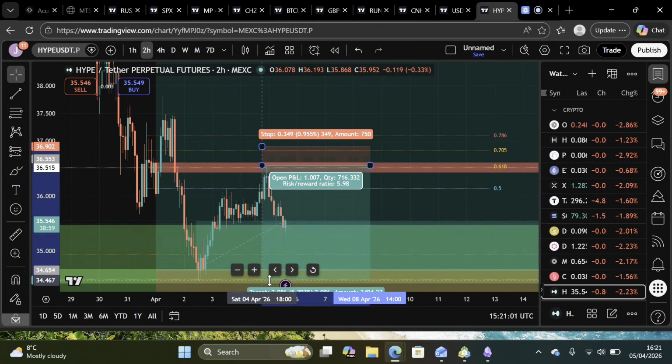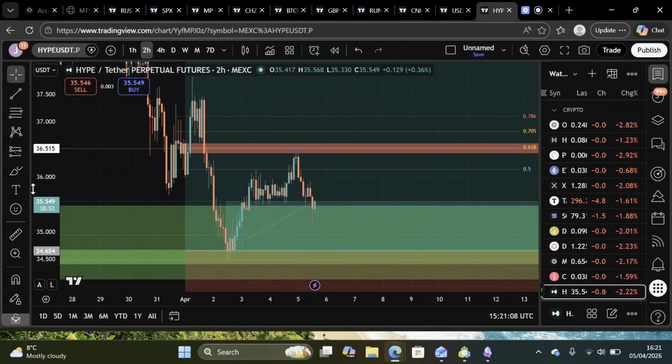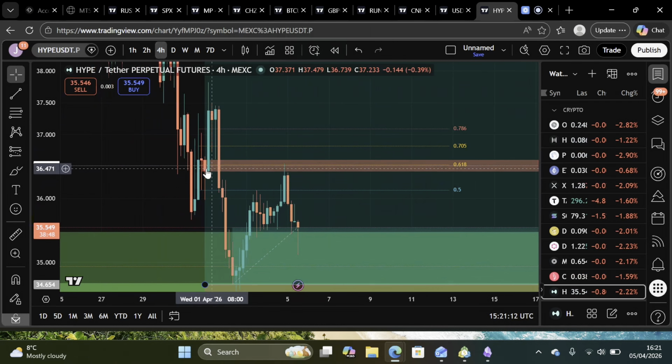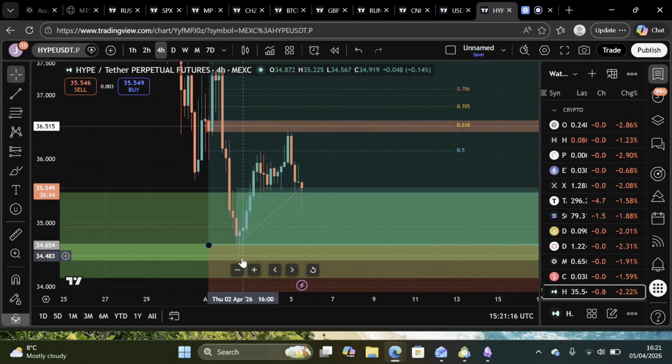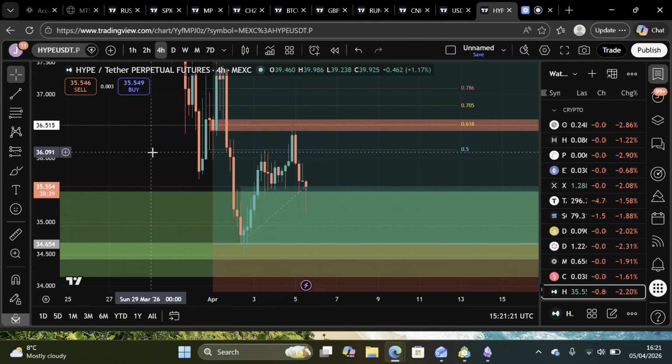Maybe retrace into the zone again, similar to what happened with CHZ with the 1 day hidden order block, but I didn't take that short trade. But you can see this 4 hour hidden order block, I took some profits with that. And again, my stop losses trailed to break even with this trade. So again, already made profit with this trade.